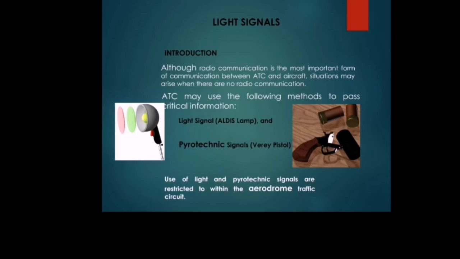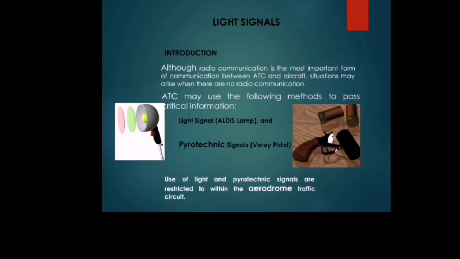For the introduction, we all know that radio communication is the most important form of communication between the air traffic controller and the pilot. Situations may therefore arise when there is no radio communication, and they still need to communicate. The only two methods they can use to pass this critical information are light signals, that is the Aldis lamp, and the pyrotechnic signals, that is the Very pistol.